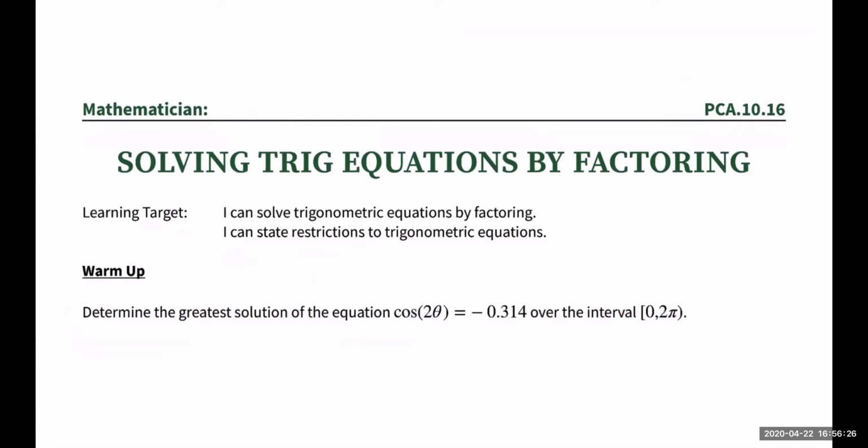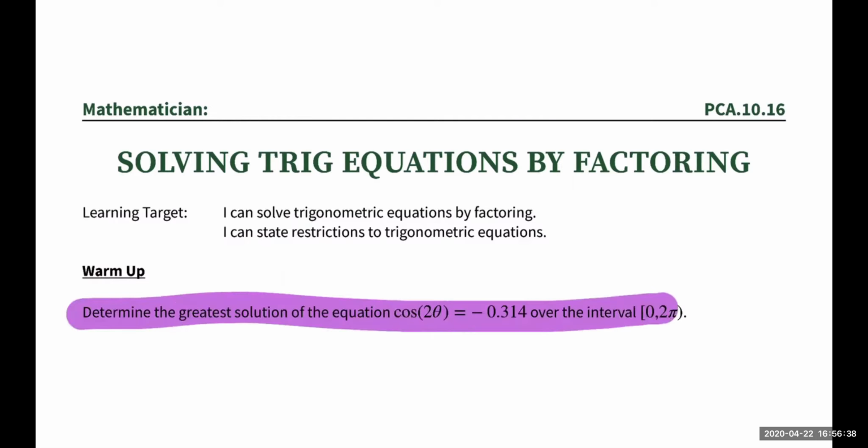Welcome back to Pre-Calc. Today we are going to be starting on a new-ish topic. It's going to be similar because we're still solving trig equations, but this time we are adding in the layer of factoring. All right, so you've got a warm-up here. Determine the greatest solution of this trig equation over the interval 0 to 2 pi. I will tell you that this is going to synthesize some of the concepts that we've been using over the past week, so you're going to have to put some pieces together. But I do believe in your ability to do it. So go ahead and pause this video and then come back when you are ready to see the solution.